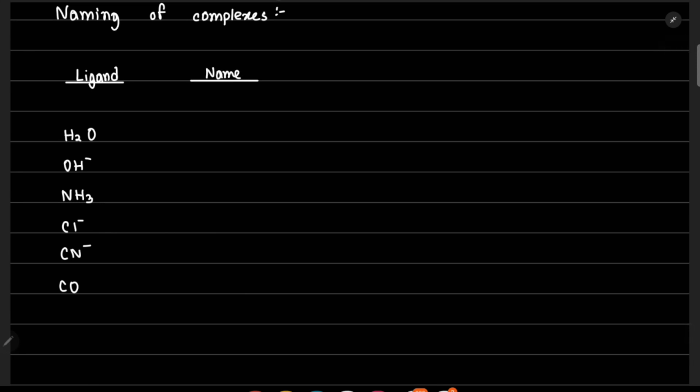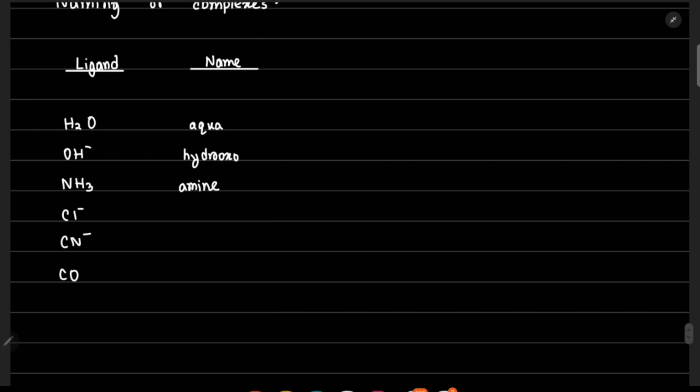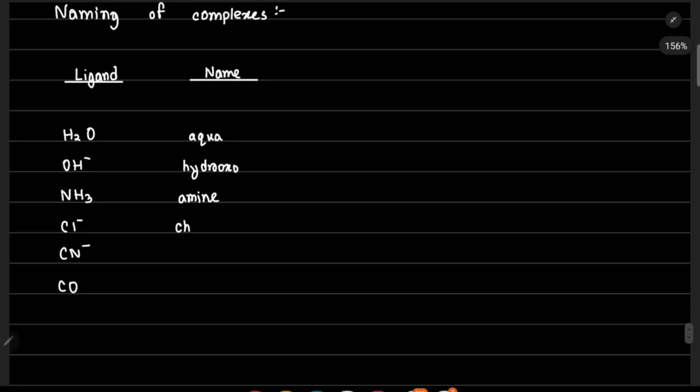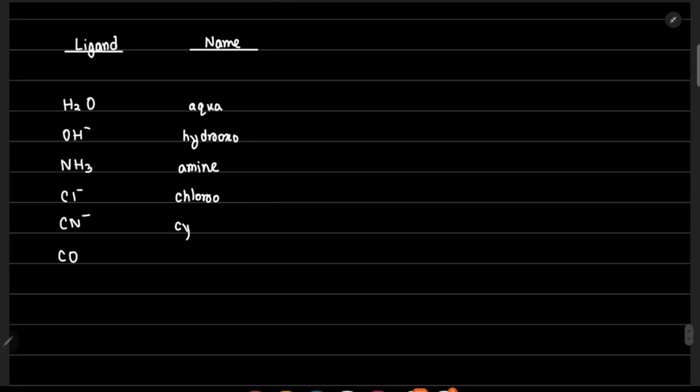So if we have water in a complex, we call it aqua. For OH minus, we call it hydroxo. For NH3, we call it ammine. Cl minus is chloro. CN minus is cyano. And CO is carbonyl. It's a carbonyl functional group.